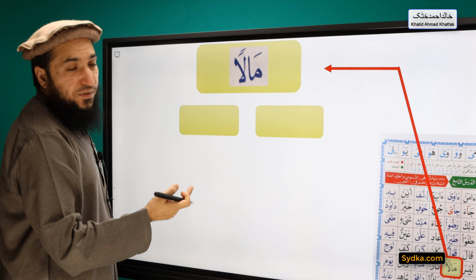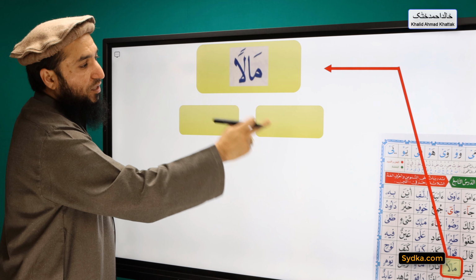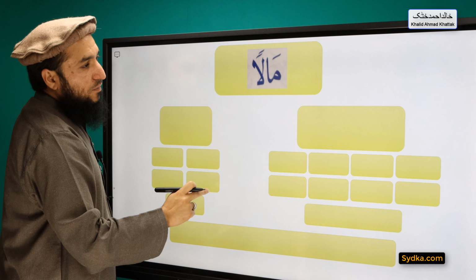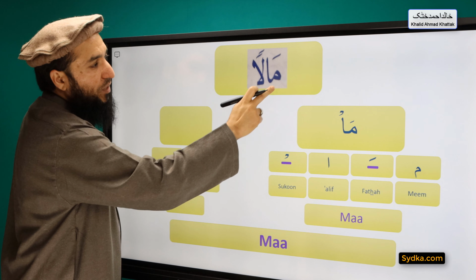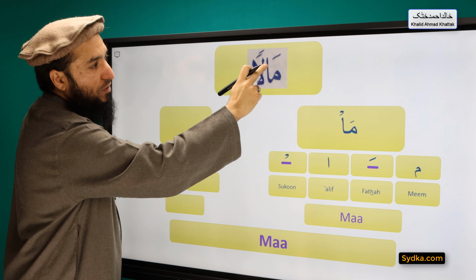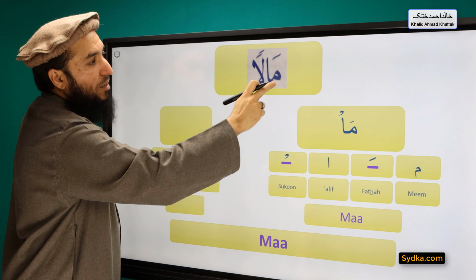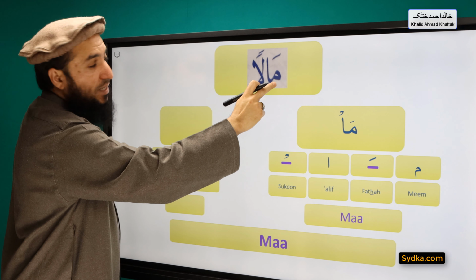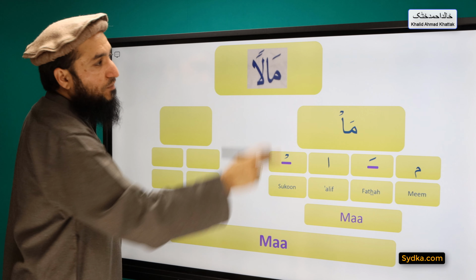The next word we have is malan, and it can be divided into 2 syllables. The first syllable we have is mim fatha alif sakun. That's a hidden sakun here. Mim is a light letter. It has fatha on top of it. It is followed by alif, and alif has a hidden sukoon, and this syllable will be prolonged for 2 counts.